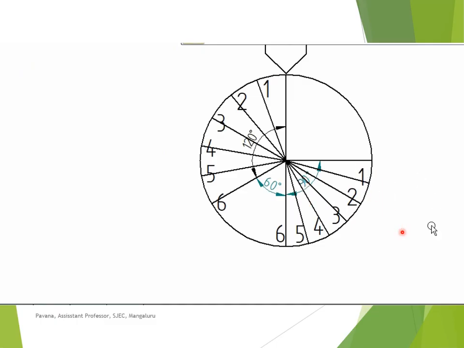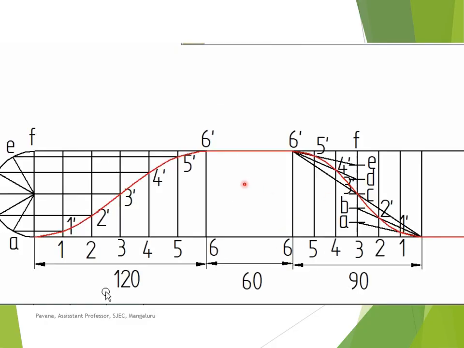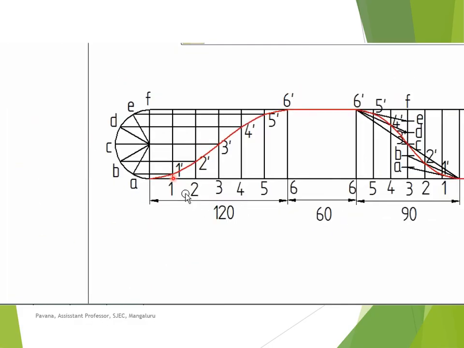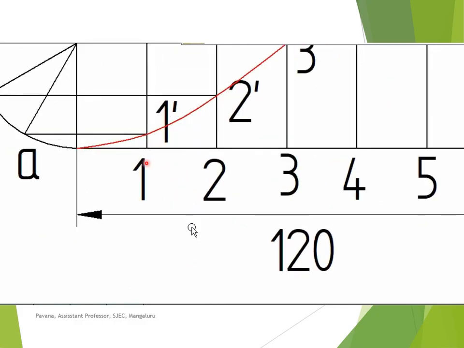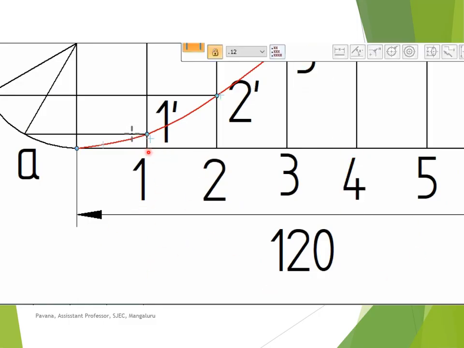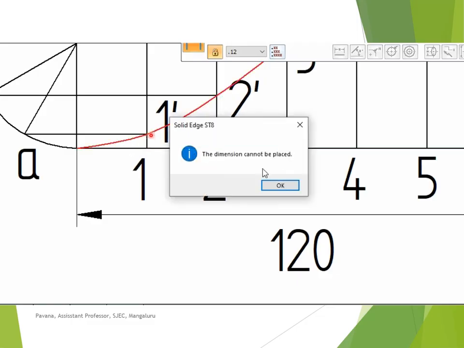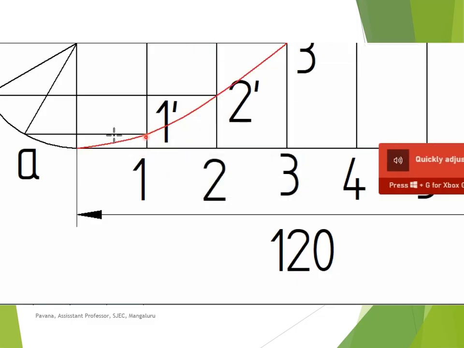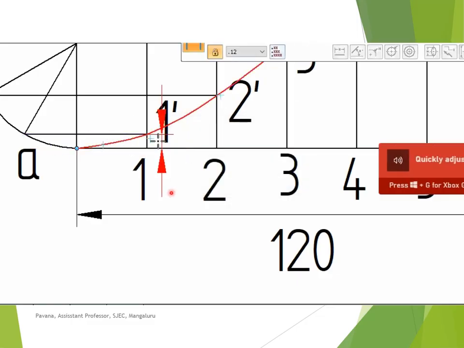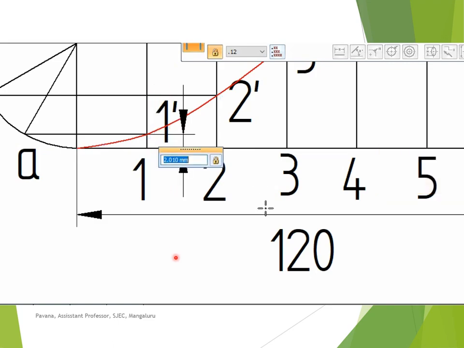Next we will go back to the displacement diagram. In the displacement diagram we have to measure this height. This height we have to measure, 1 dash. So first we'll do for 120 degree. In that, measure this distance between point 1 and 1 dash, nothing but this height. What is the height now here? Measuring, it is 2.01, the height.